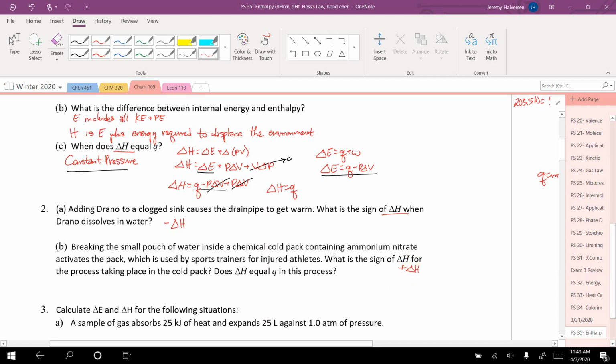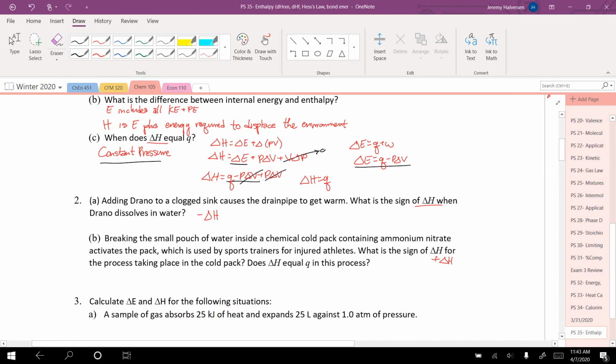And does delta H equal Q? Unless you're putting this pouch into a box that's changing pressure or something like that. But we don't do that in this class. In this class, delta H equals Q. We assume that pressure is constant.